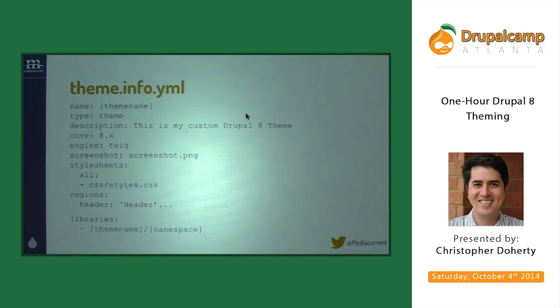So I talked a little bit about the YAML file, and I'll just show you. This is the basic outline of what it might look like. It should look fairly familiar if you remember the .info file. You define the theme name. You define what you're defining, so it's a theme. The core is for Drupal 8, and you can put a description in there, just like the old D7.